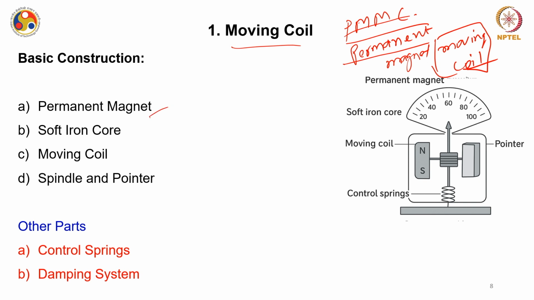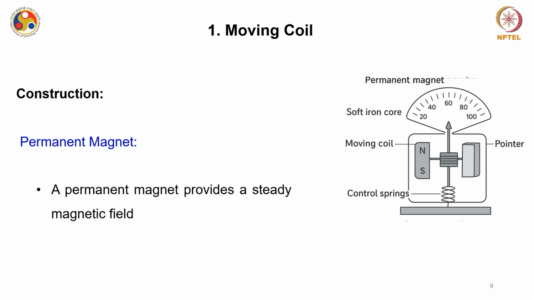So we'll see how a permanent magnet looks like. Of course, we'll talk about these instruments' construction in more detail in coming classes, but right now I am giving you an overall picture of how this instrument looks like. So you have a permanent magnet in the system, then we have a soft iron core. Then you have the moving part, we'll see what this moving coil is, and then you have other systems like spindle and pointer, then control springs, damping system. We'll talk about these things in coming weeks.